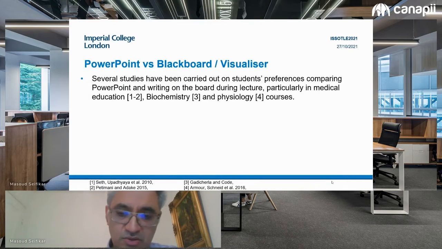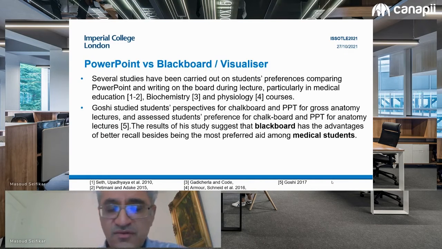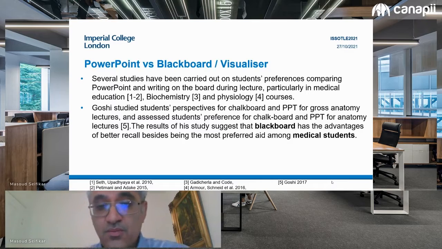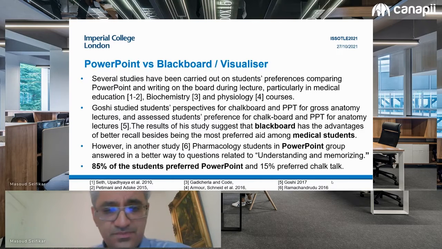Before starting this course, there was another question that I was engaged with, and it was, is it better to use Blackboard or visualization or PowerPoint, especially for this course? And when I looked at the literature, there were mixed messages about using blackboard or whiteboard. There were several studies in medical education, biochemistry, and psychology courses. In one of them, for example, they looked at the usage of both, and the results show that students liked blackboard more, because they said that they could recall better, besides it being the most preferred aid among medical students.